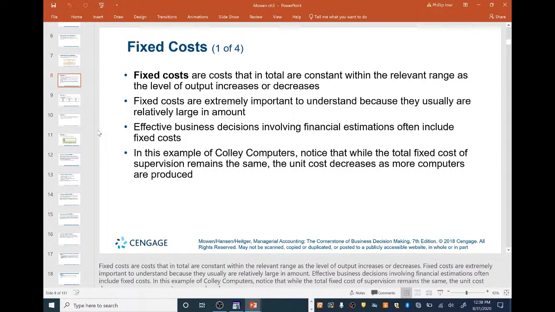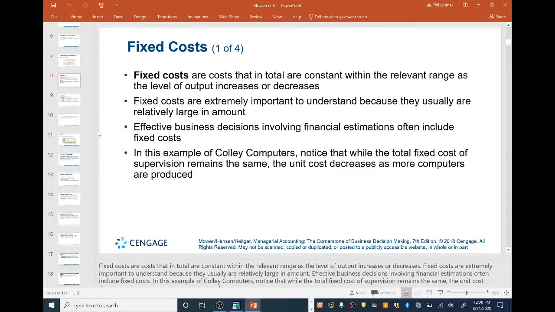Let's talk about fixed cost. Once again, we touched on this concept in chapters 1 and 2, but let's go ahead and expand on it. These are costs that in total are constant within the relevant range as the level of output increases or decreases. So here fixed costs are unchanged, they're constant, right? It's not going to vary based upon the level of output increasing or decreasing, as variable costs would. Fixed costs are extremely important to understand because they usually are relatively large in amount, right? Effective business decisions involving financial estimations often include fixed costs.